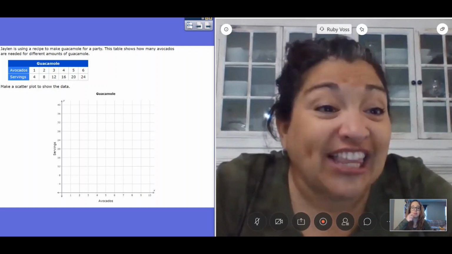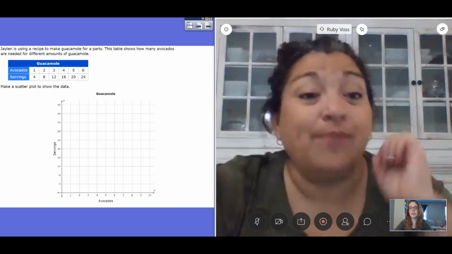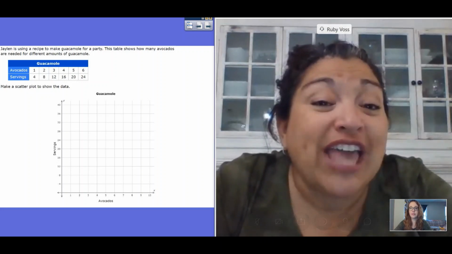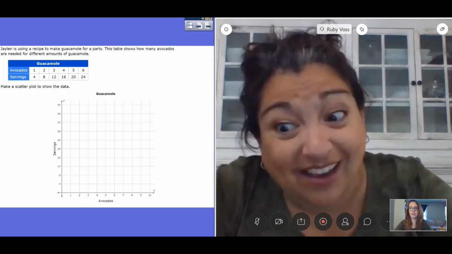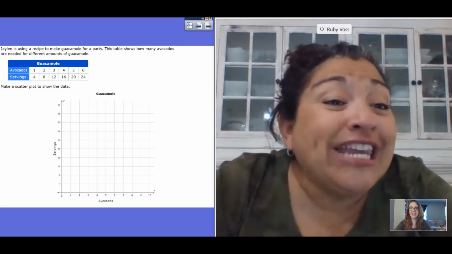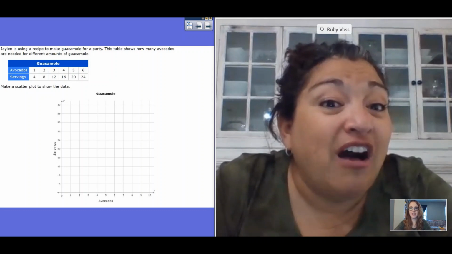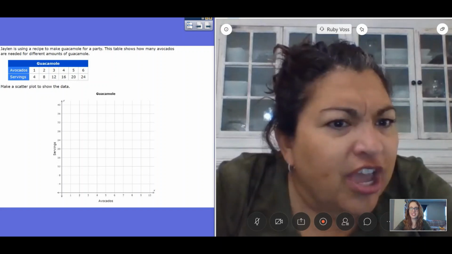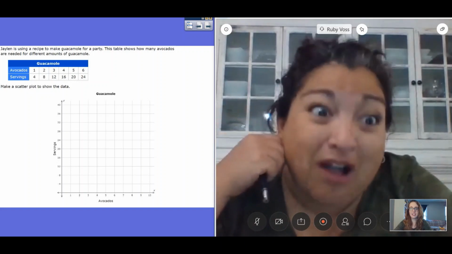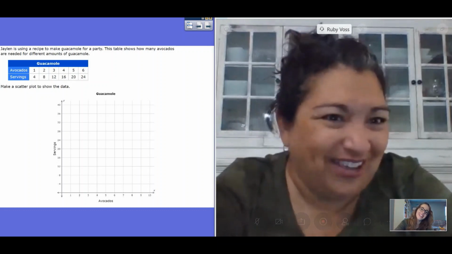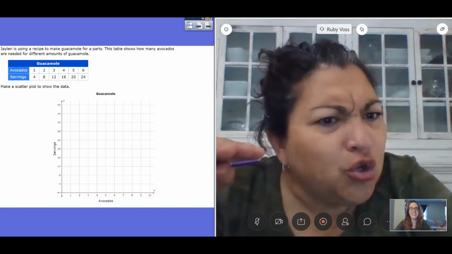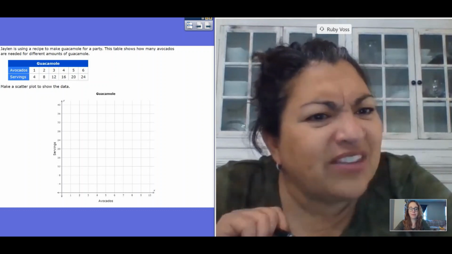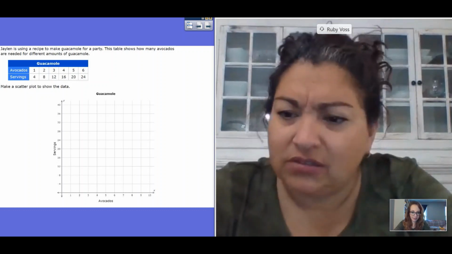Okay, it says, Jalen is using a recipe to make guacamole for a party. This table shows how many avocados, which is my second favorite word, by the way, are needed for different amounts of guacamole. Now, there's a chart. At the top of the chart, it says guacamole, because that's my favorite. Then there are 2 rows. The first one says avocados, and the second one says servings.